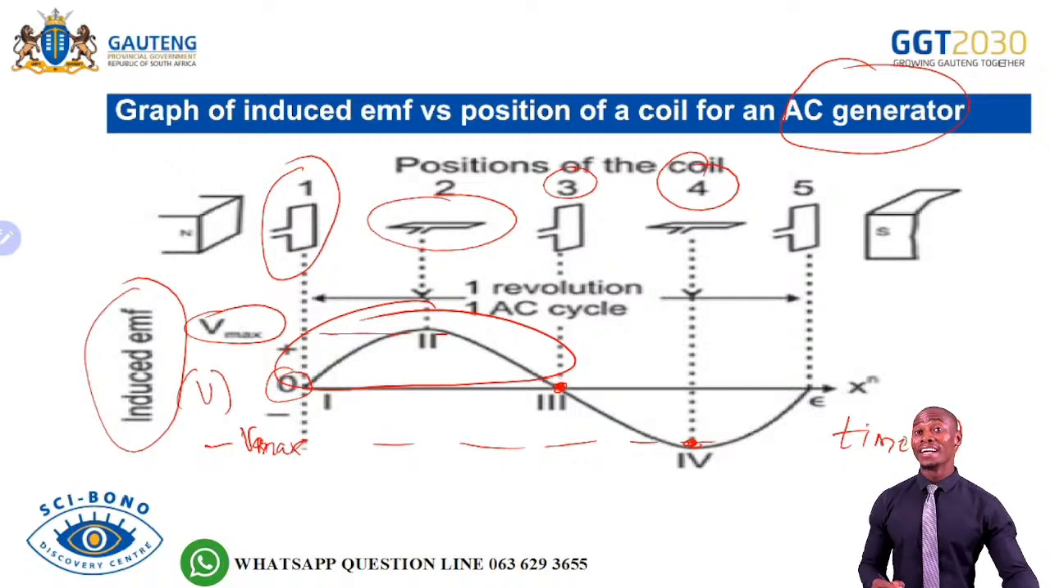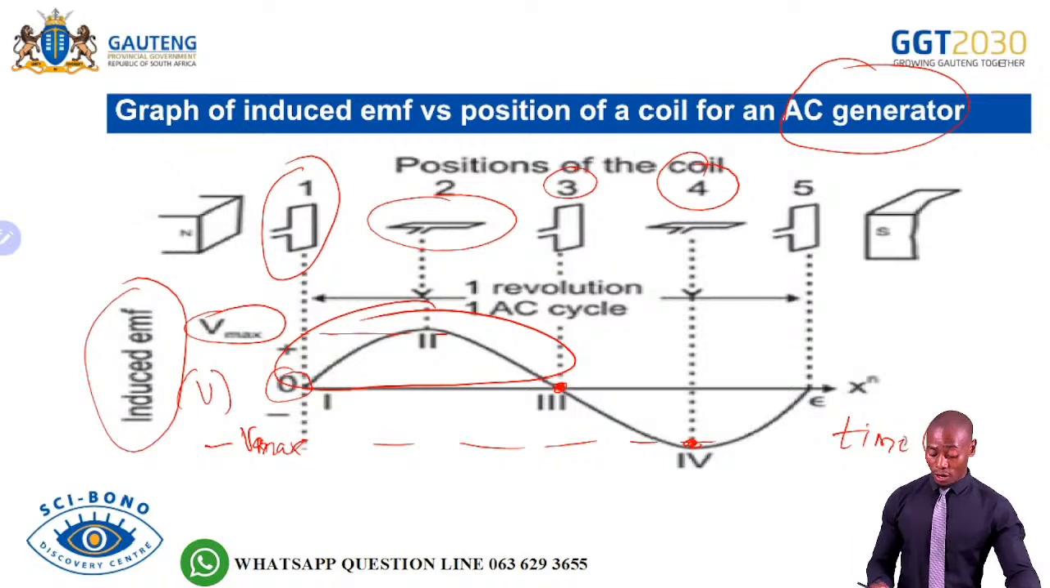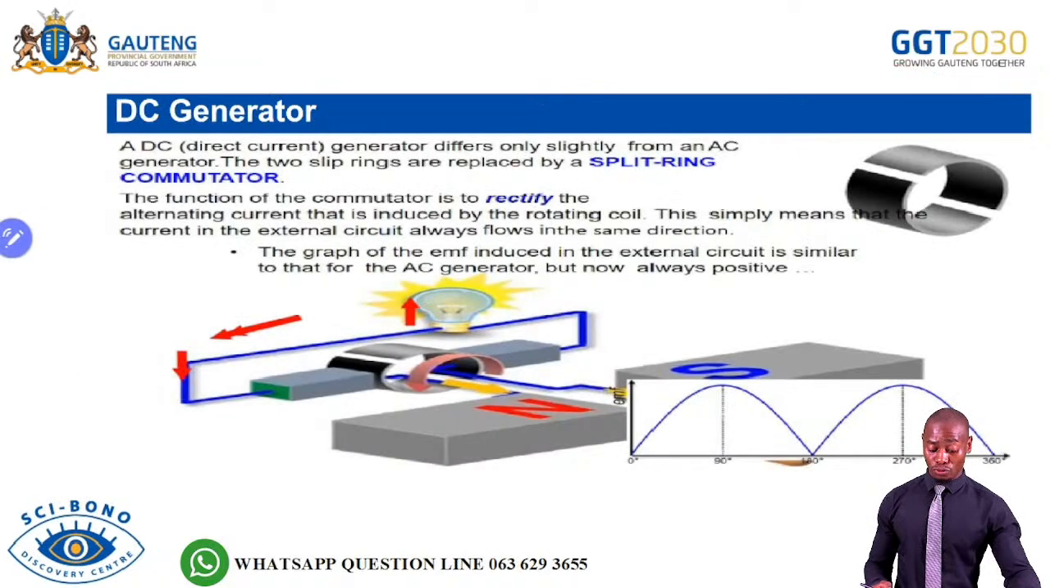For an AC, current alternates, all right? Because of the slip rings. Then check also the position. Is the coil in the horizontal position? Is the coil in the vertical position? So horizontal position, maximum EMF. Vertical position, zero EMF. So please be careful when it comes to that, learners. So you must be able to draw these graphs.